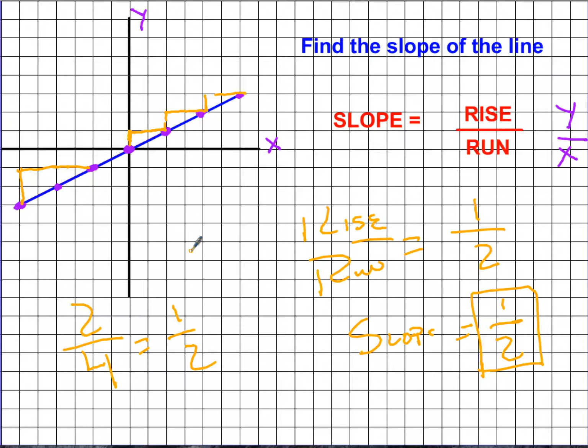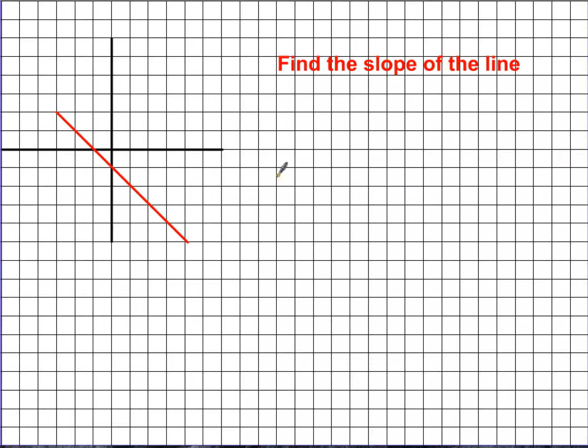So I can say the rate of change of this particular line, the way it's changing, the slope of this line is 1/2. Okay, let's look at another one. Okay, try to get this one a shot on your own real quick. Okay, and then I'll go over it.